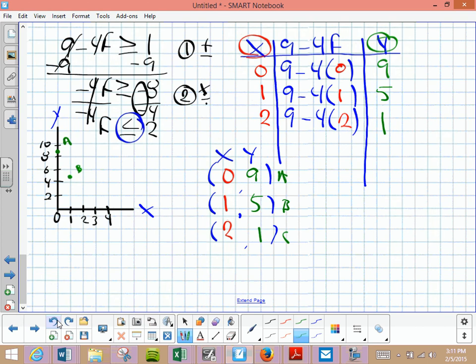Okay. So anyway, here's where you have to be careful. Is this closed or open? When the x equals 2, is the y open or closed? Same thing as here. Yeah, f and x are the same thing.